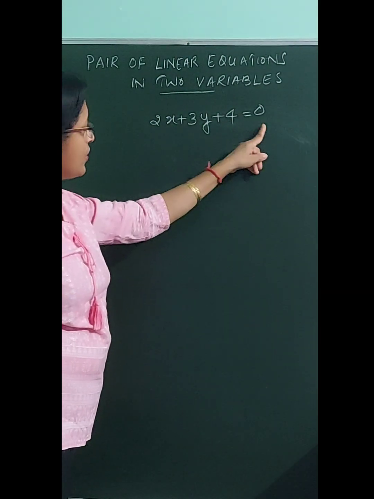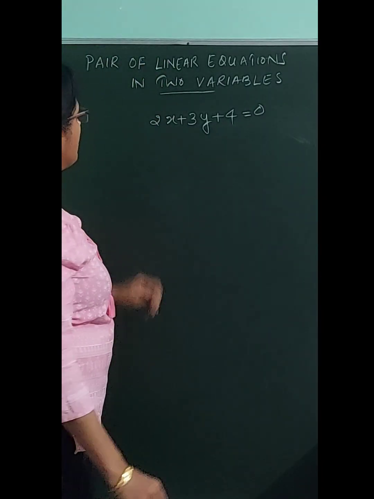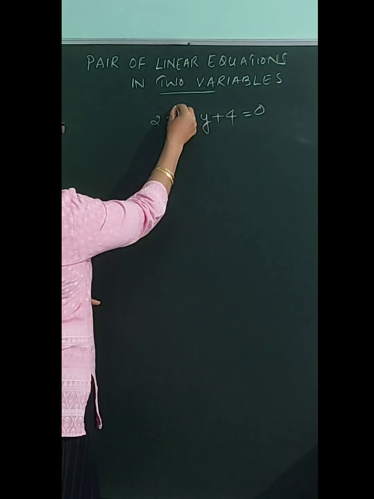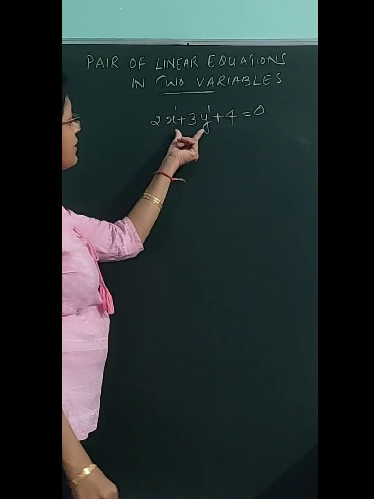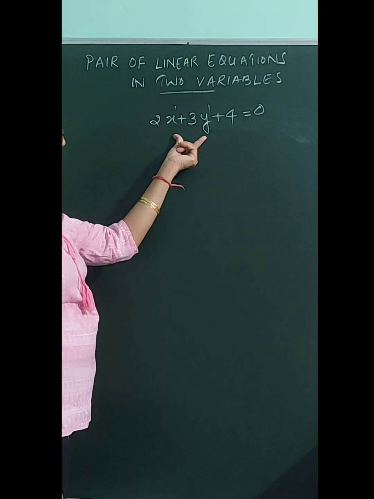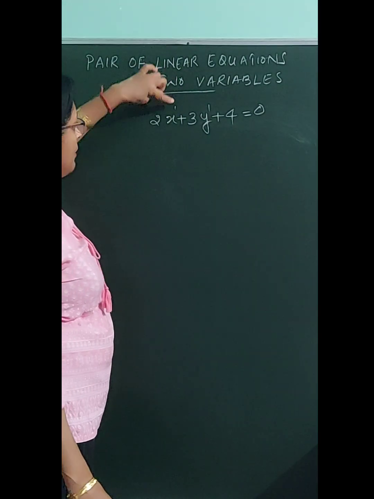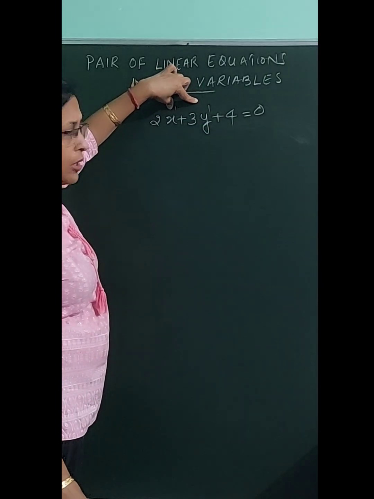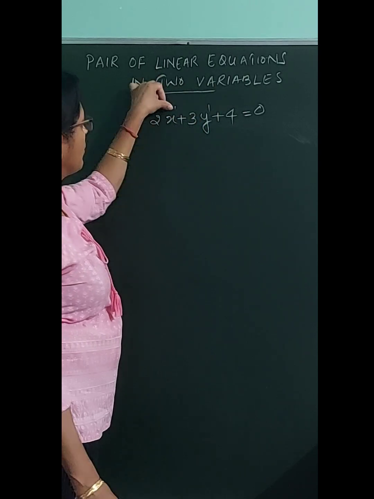Now this is an equation in two variables. And why is it a linear equation? Look at the power of x and y here. The degree of x is 1 here and the power of y is also 1 here. Since the degree of this equation is 1, degree means the highest power of the variable. It is 1. This is a linear equation. Since it contains two variables, it is a linear equation in two variables.